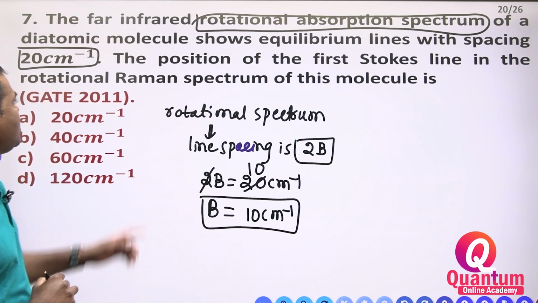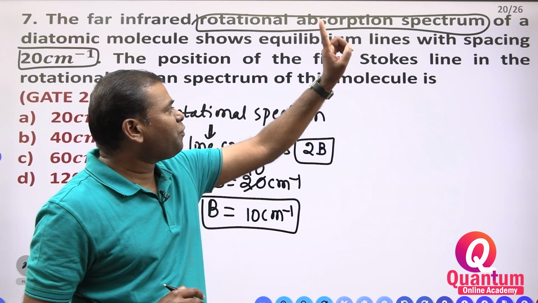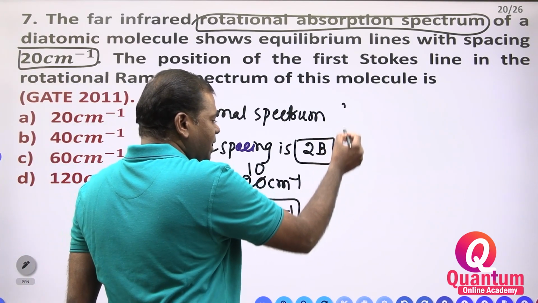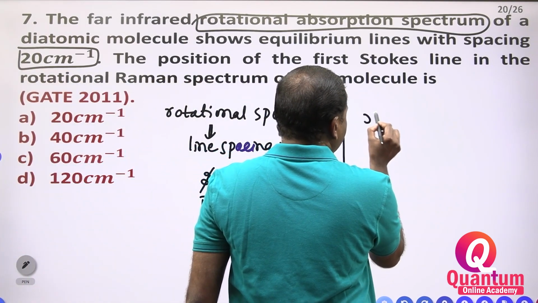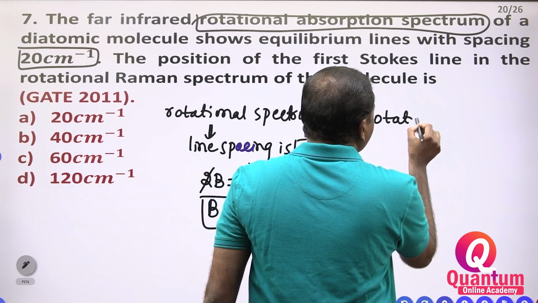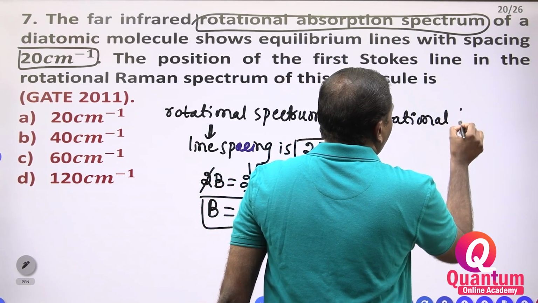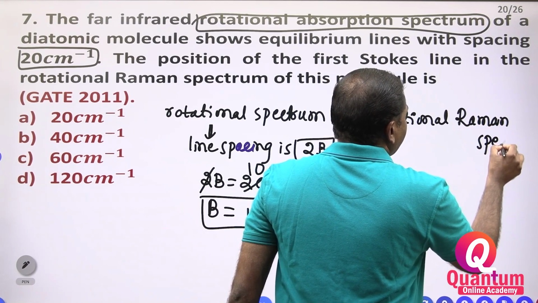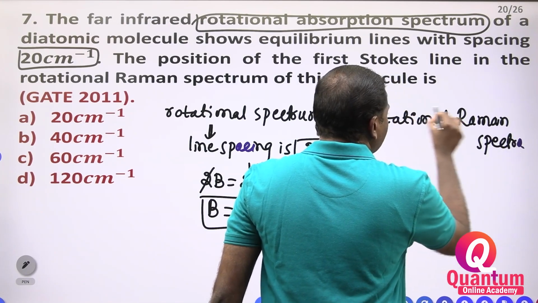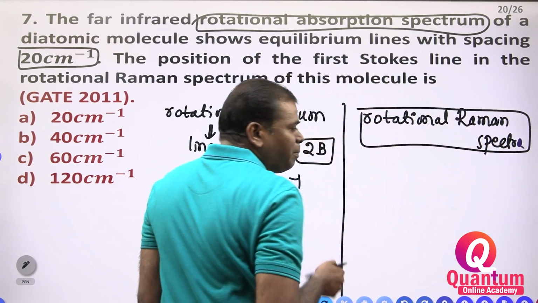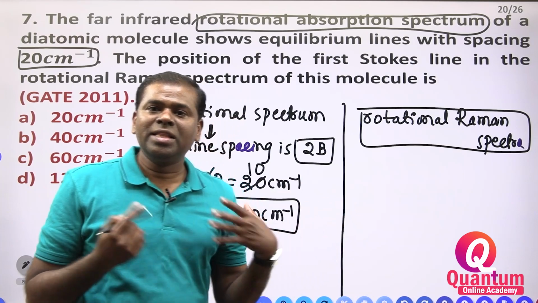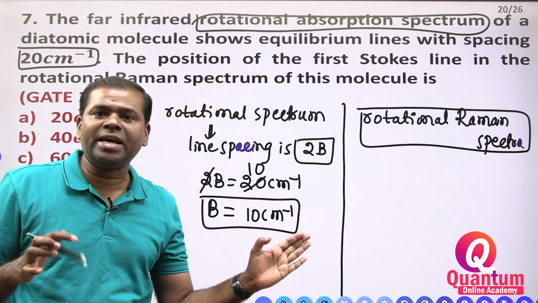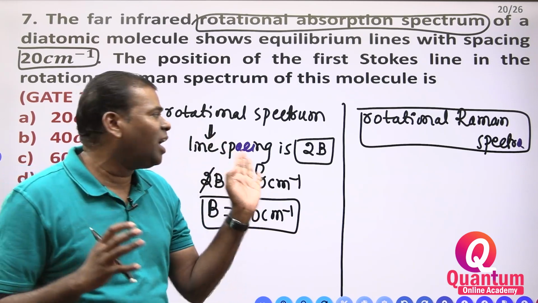What they are asking is to find the position of the first Stokes line in the rotational Raman spectrum. Raman is our Indian scientist who got the Nobel Prize. It is very, very important. A question on this is compulsory in any competitive exam, because he is an Indian scientist.